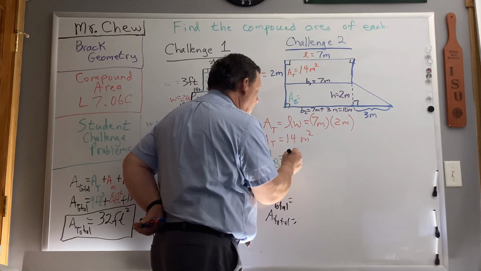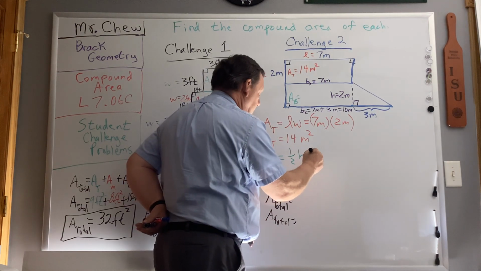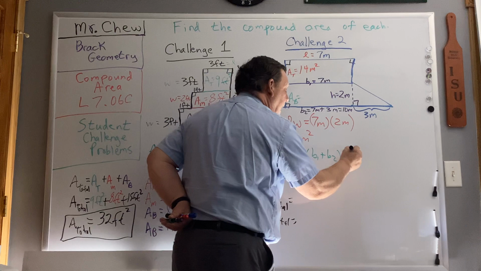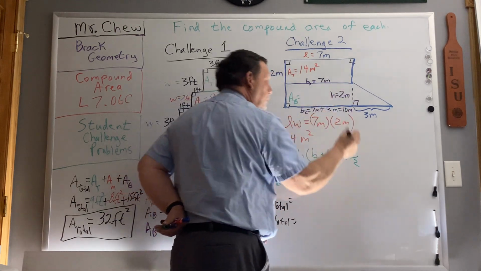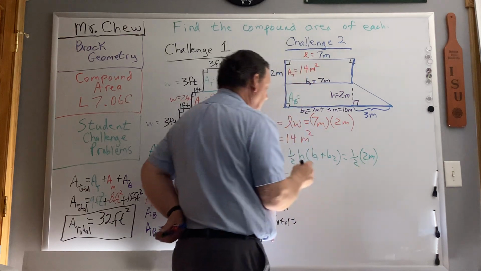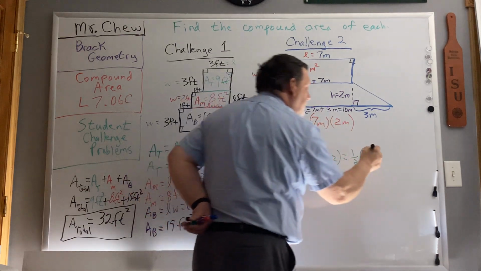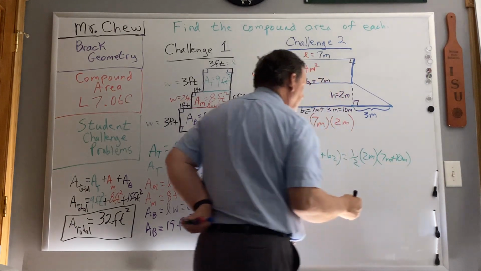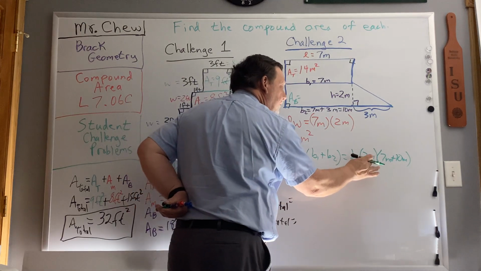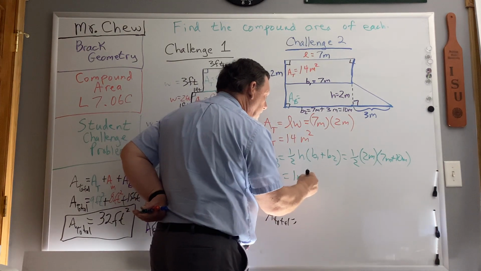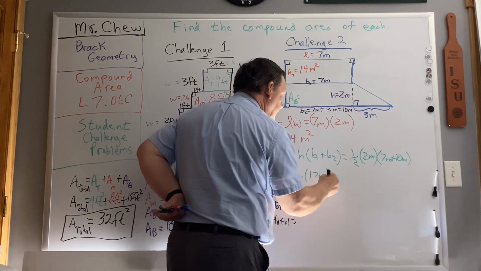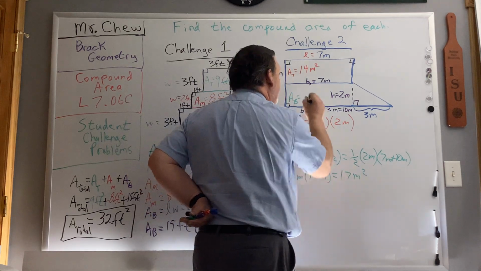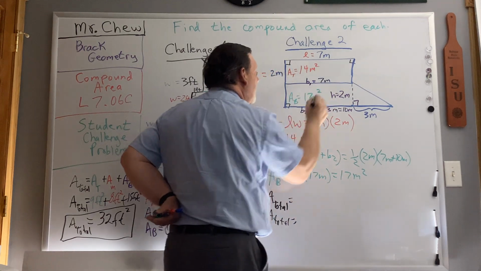So I have to use a formula, 1/2 the height times the sum of the bases. So it's going to be 1/2 of the height, which is 2 meters, and then the sum of the bases, which is 7 meters plus 10 meters. So 1/2 of 2 meters is 1 meter times 17 meters, and 1 times 17 is 17. Meters times meters is meters squared, so it's 17 meters squared here.